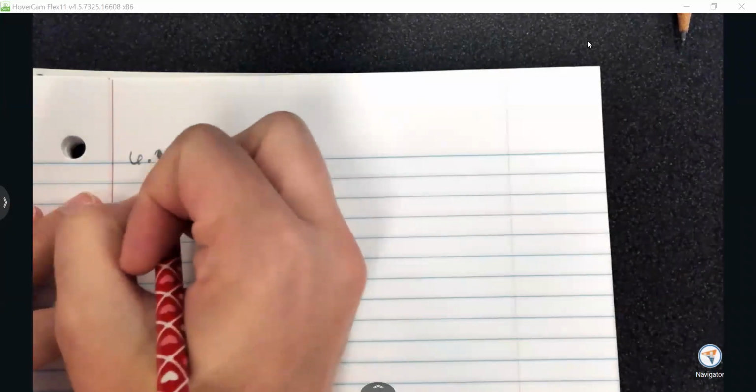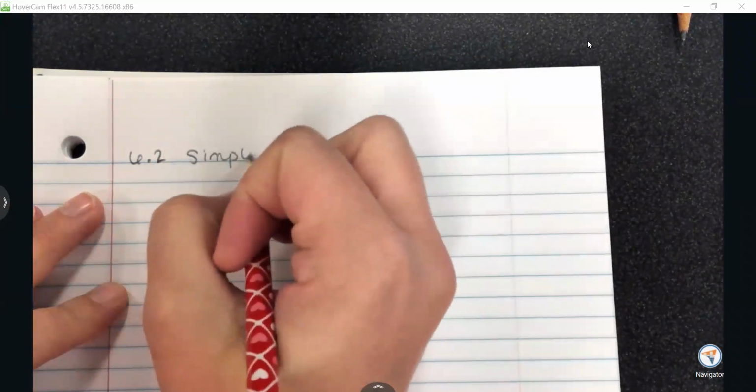All right, here we go. At the top of your paper is 6.2. This is called simplifying radicals.